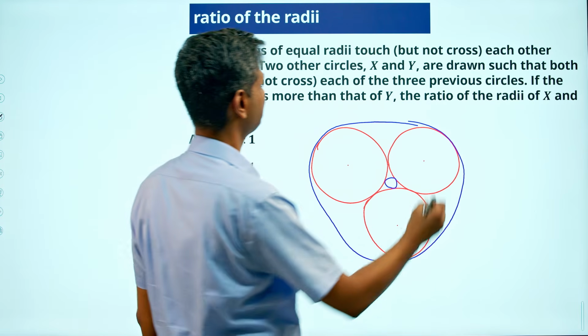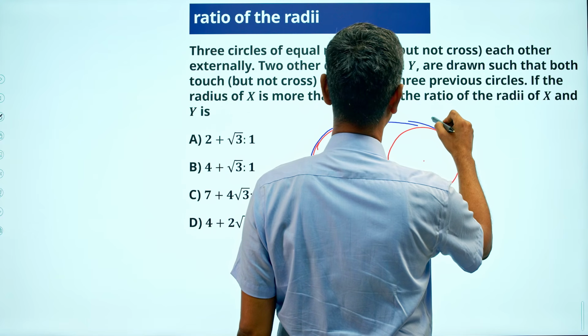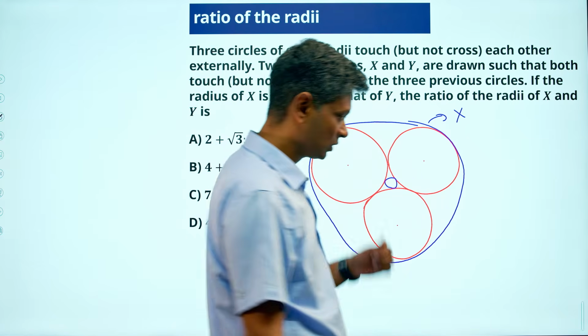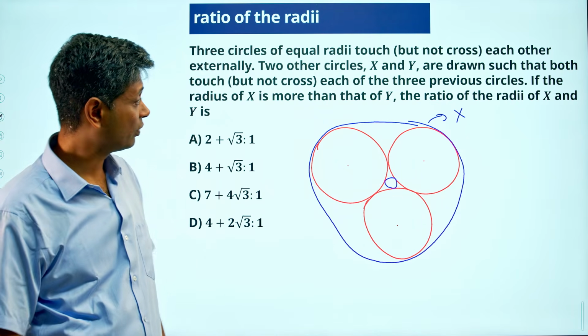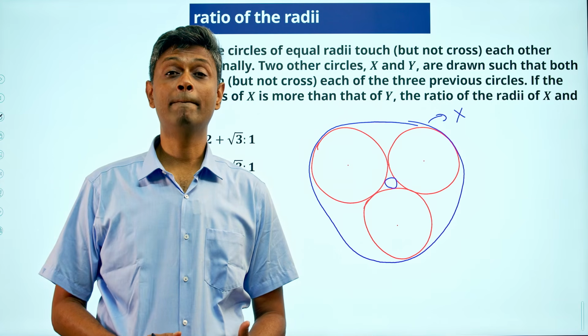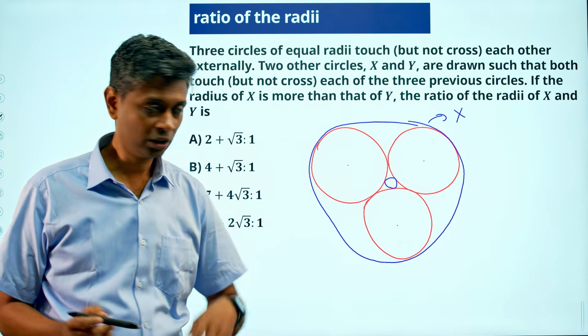So this circle, this I'm going to call circle x. This is circle y. We need to find the ratio of radii of x to y. It seems like x could be much larger than y. Right? Points to be noted here.